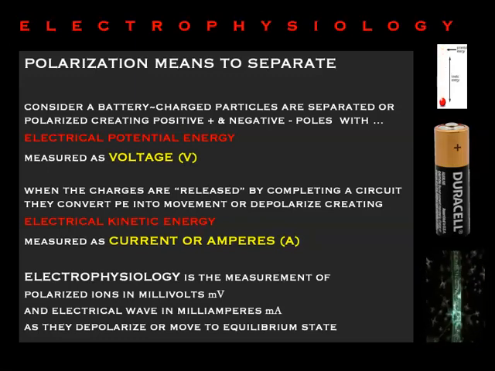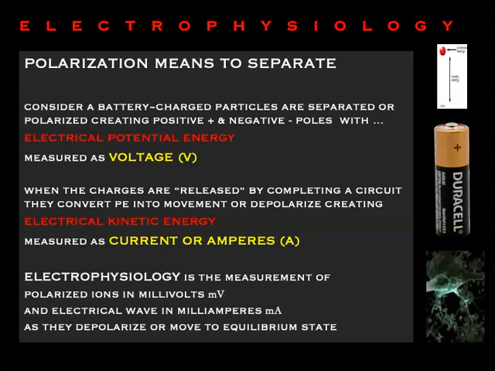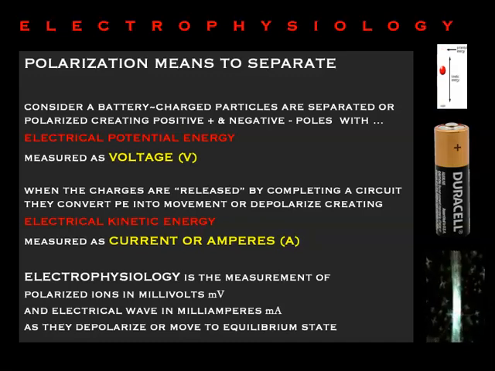Well, again, polarization really means to separate things, right? And depolarization is when they come back together or move to where they want to be. So when you look at a battery, you've probably seen the positive and negative sign. We say that the battery has poles, and that's because there are charged particles that are separated in the interior of the battery. Okay, and we can say that they have an electrical potential energy, and we measure that electrical potential energy as voltage.